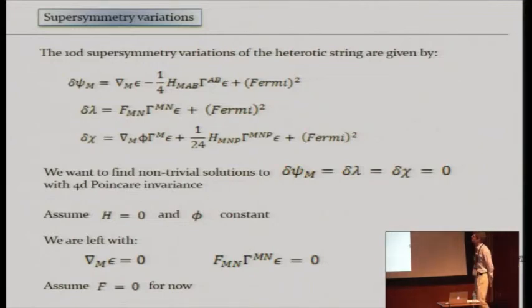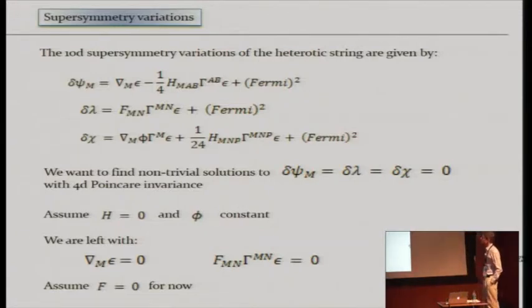So we want to find non-trivial solutions to these equations where delta psi is 0, delta lambda is 0, and delta chi is equal to 0. If you found a non-trivial solution for epsilon, and H and F and phi, then you found some supersymmetry transformation which is unbroken by the compactification.